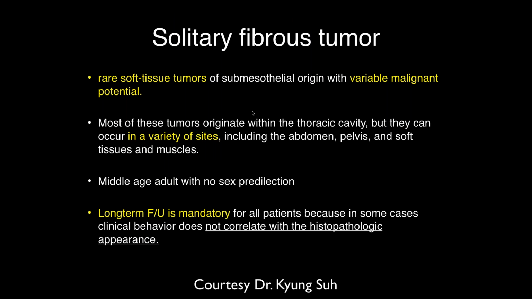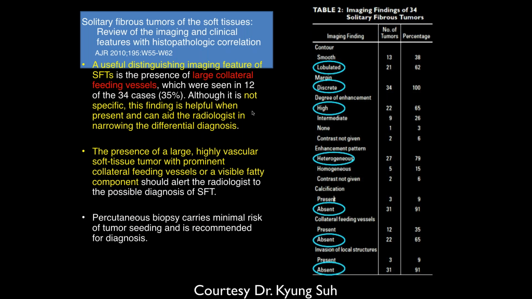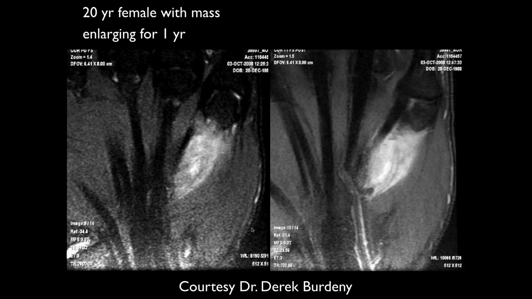And these, you need to follow up because they tend to recur, but not metastasize. There are a lot of characteristics that you can look for that help, but none of them are really pathognomonic.